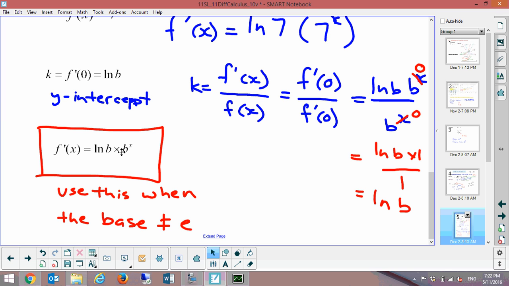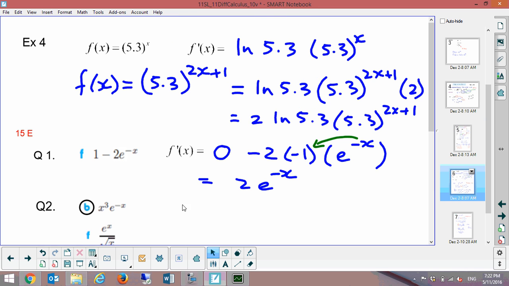So we can use this sort of relationship when our base isn't equal to e, even though it works with e as well. So when you've got e to the x, you can just differentiate it and it's just the same. But if the base is not e, then you need to multiply it by the natural log of b.